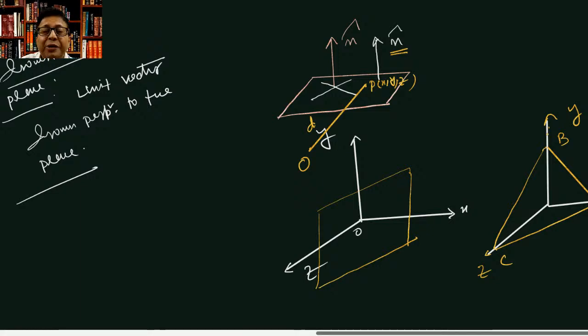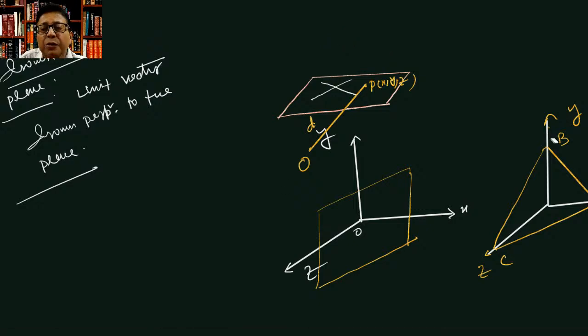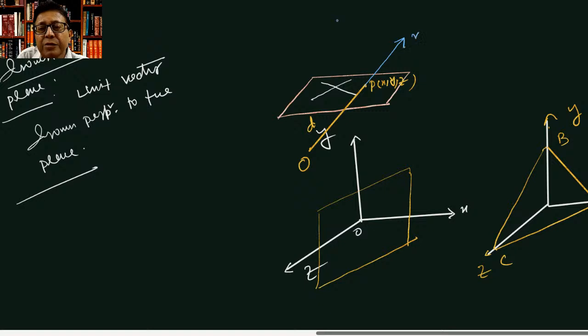So unit normal, this time you have to take that manner only, because that direction will be along the unit normal. So I am taking unit normal this way. Imagine this is a normal drawn to the plane in 3D. You are doing it in 3D. You want to find the equation of the plane now.